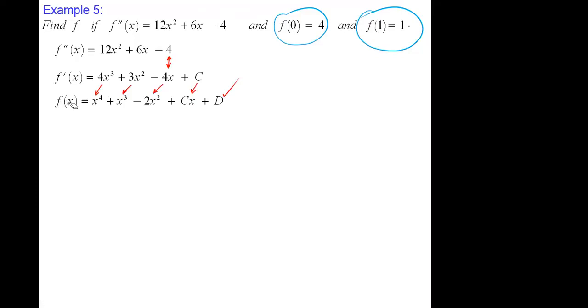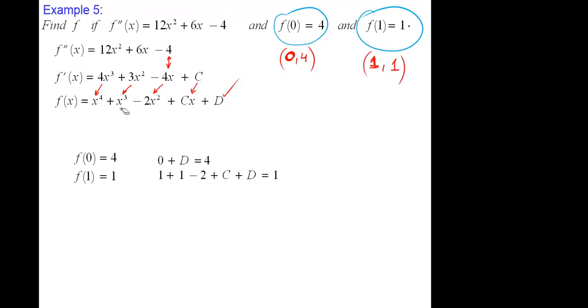Now I'm taking my final function, and if I substitute instead of x the value 0, the value is 4. If I substitute instead of x the value 1, the value is also 1. Let's see. Substituting 0, we have 0, 0, 0, 0, d. d is 4. Great. Now, substituting 1: 1 plus 1 minus 2 plus c times 1 plus c plus d is 1.